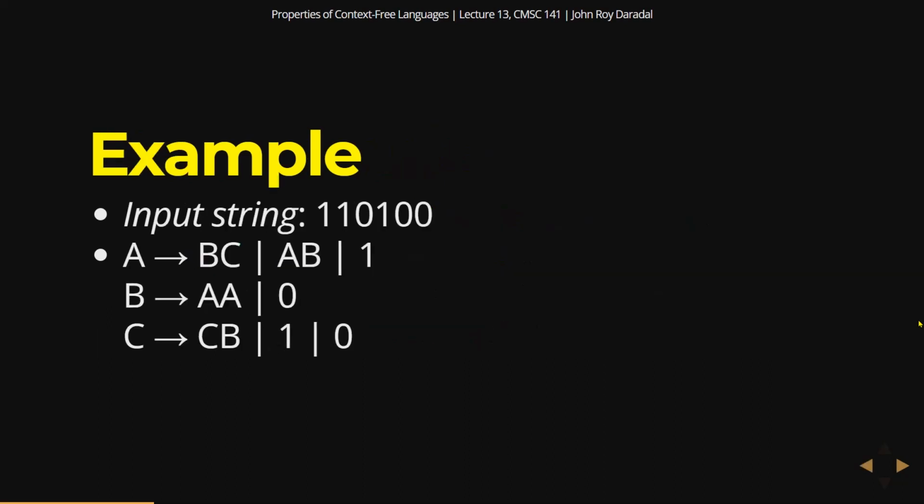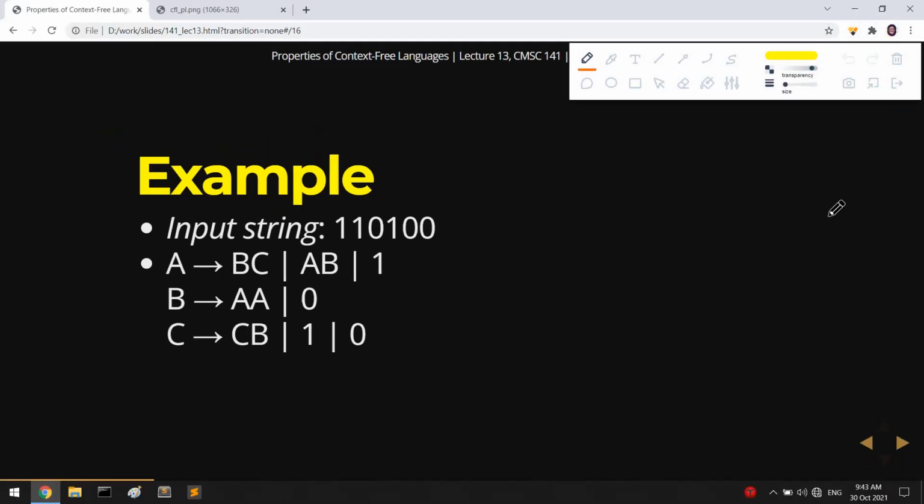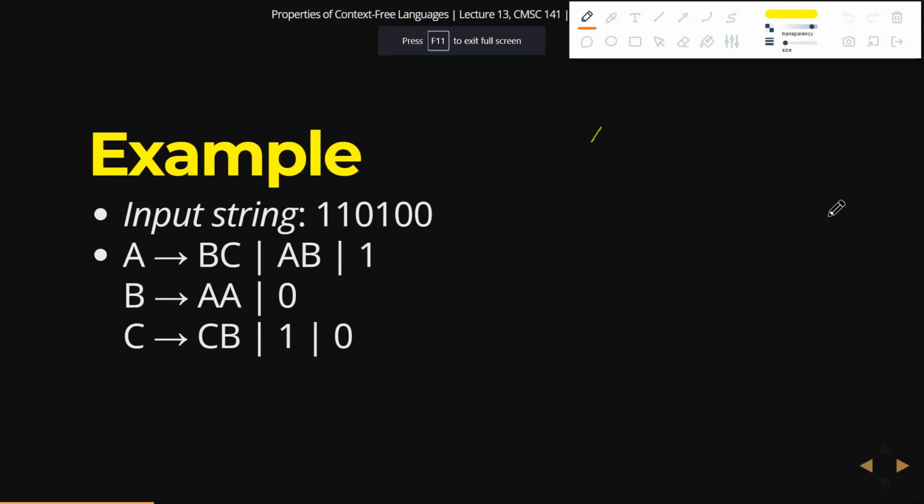So for example, in here, this is already converted into its Chomsky normal form, right? Because it has either two variables or just one terminal. So if we try to derive the input string here, so from A, okay, so from A, we could either go to, this could either be BC or AB because we don't know which one of them will yield this string, right? Then from BC, from B, this could be AA. Then from C, this could be CB.